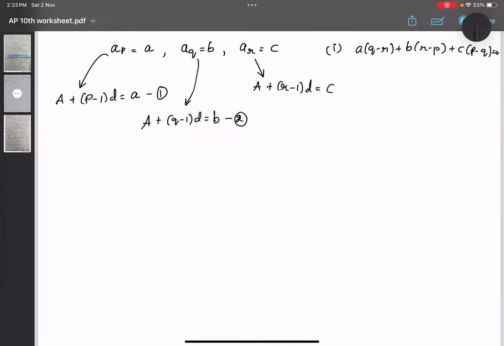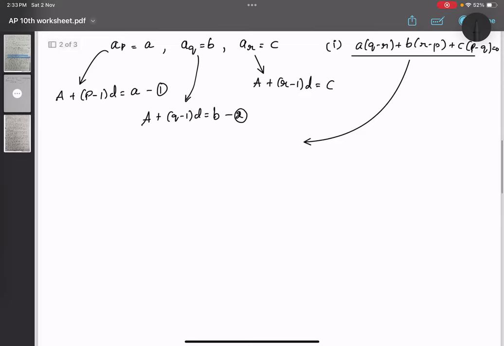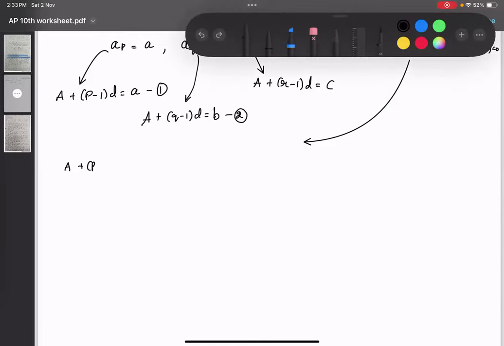Now, this is the information I have. What I'm going to do is substitute the a, b, c values in this. As simple as that. Clear? It will be a very long multiplication question. The value of a is A plus (P minus 1)D. I can simplify this thing also.